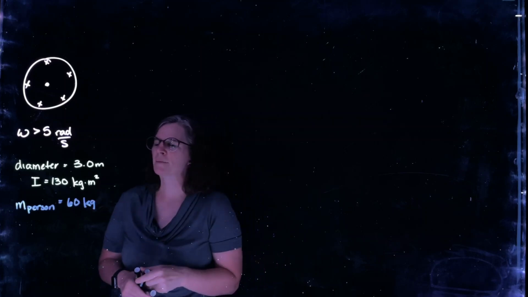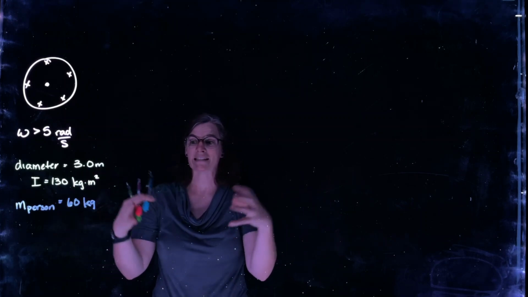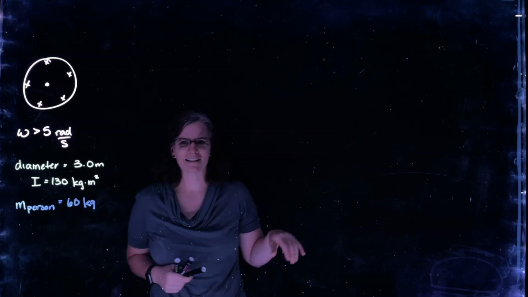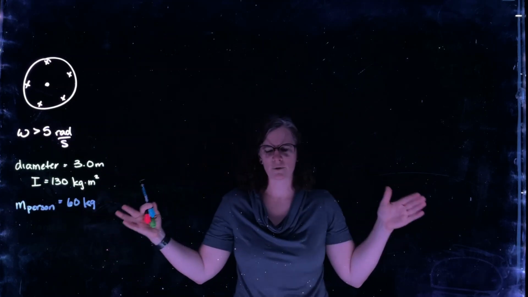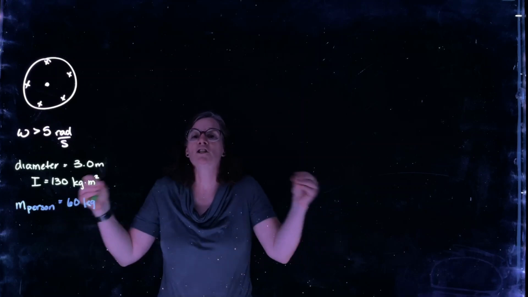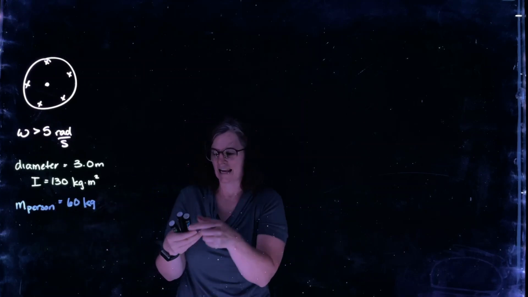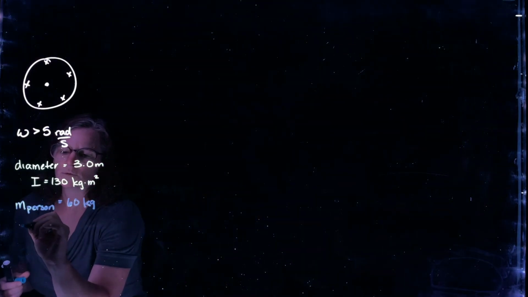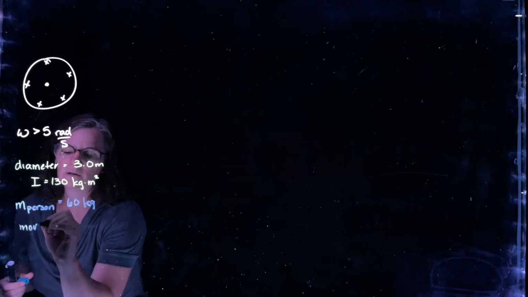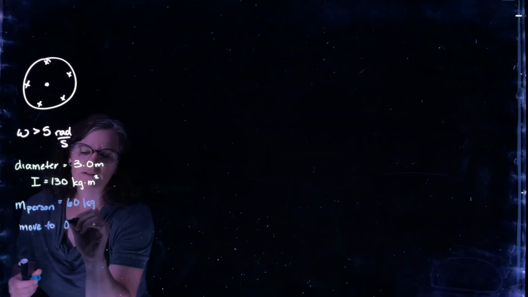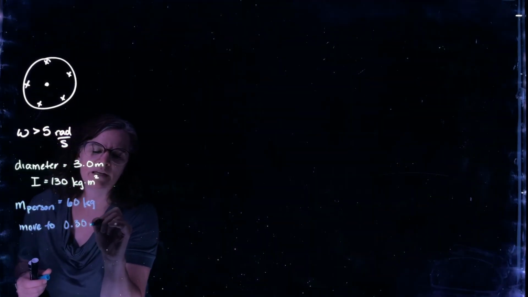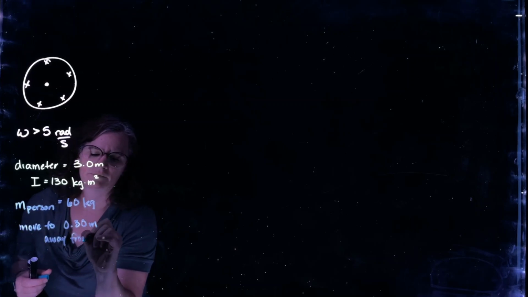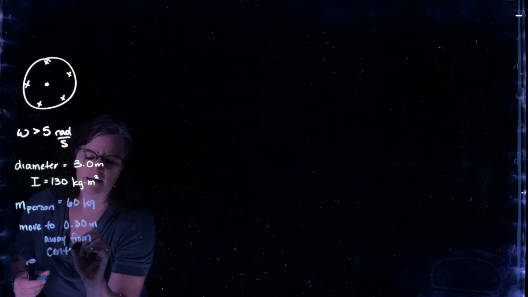Now the last piece of information we need to know is that when you're out on the edge, you're at a radius of 1.5 meters, since the diameter is 3 meters. But you're all going to jump toward the center, and the closest you can get to that axis of rotation is 30 centimeters. So you move to 0.30 meters away from the center. All right, hopefully that picture makes sense.